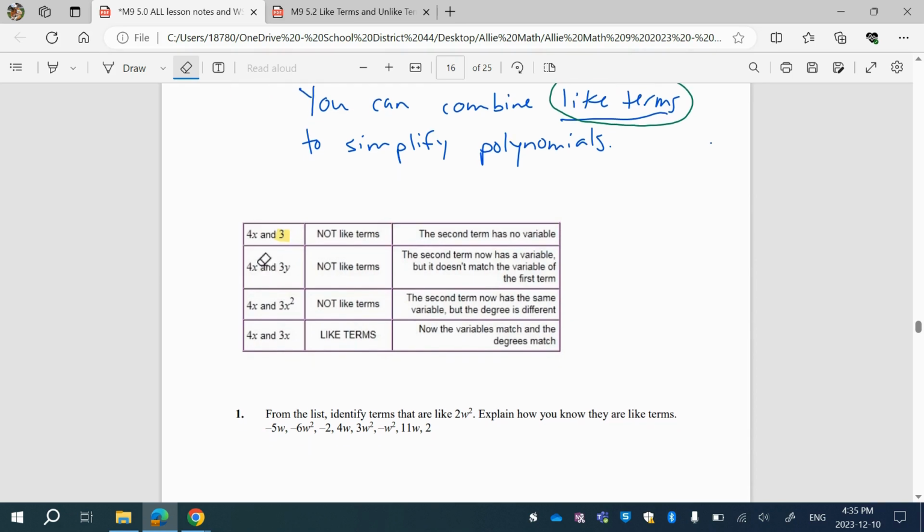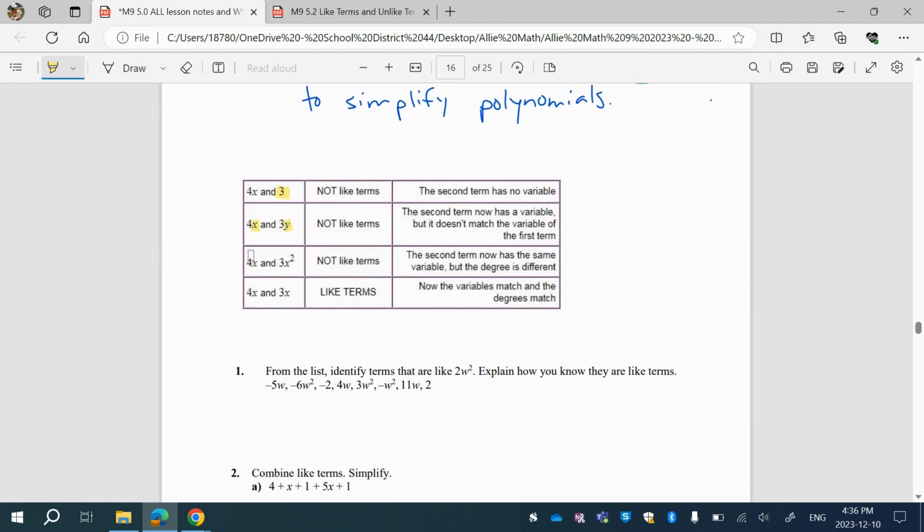The next one, we got 4x and 3y. Okay, these both have variables. However, they are not like terms because the second term now has a variable, but it doesn't match the variable of the first term. Okay, so it seems like so far we need to have both have a variable or else both not have a variable, and they need to be the same variable. So here we got an x, we got a y, but these are not like terms because they have different variables.